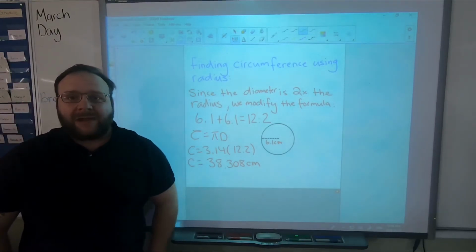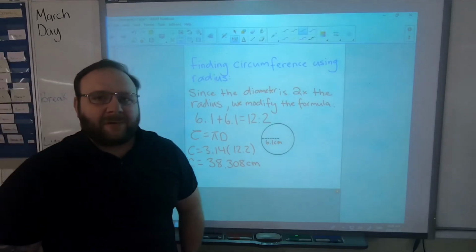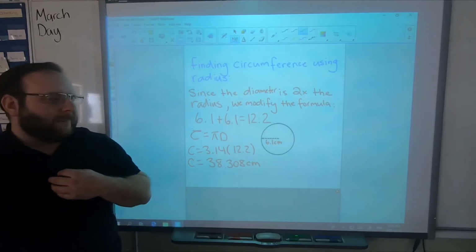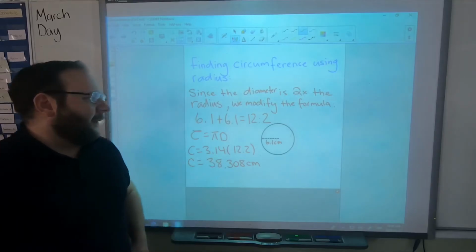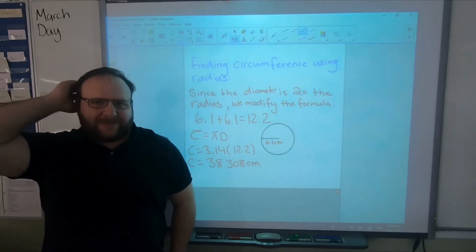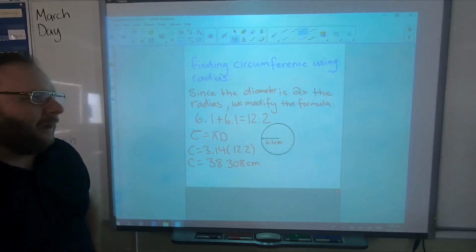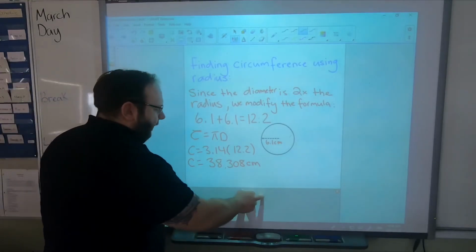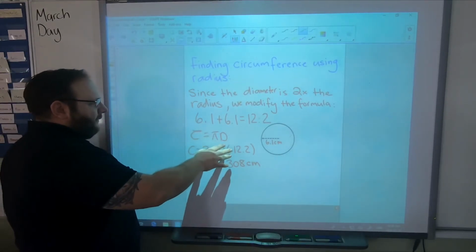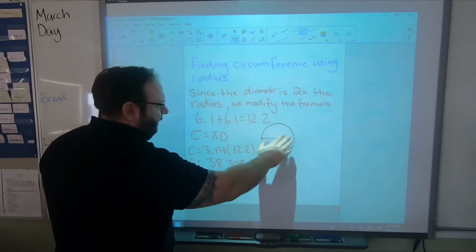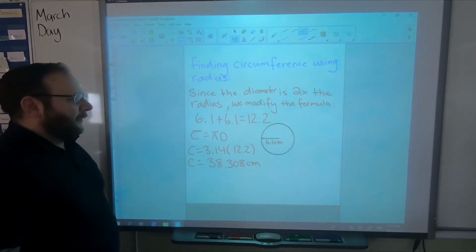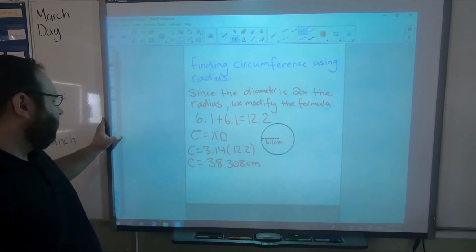So if you have the radius, just make sure you double it first in order to get the diameter, because the formula is pi times diameter, not pi times radius. That's something we'll use more when we get into area. But for now, circumference is pi times diameter. If you have the radius, double it to get the diameter. That's the only difference here.